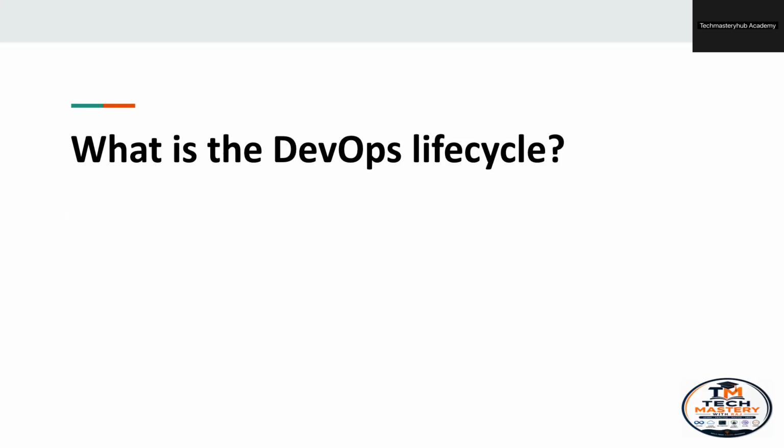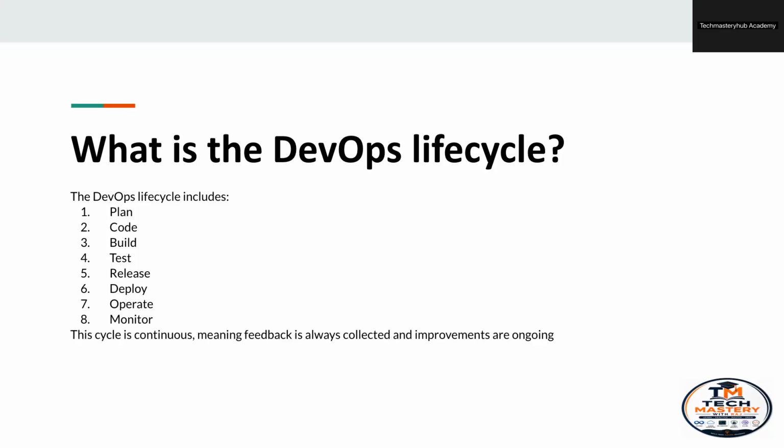So the next question is, what is the DevOps lifecycle? Okay, so there are 8 stages of the DevOps lifecycle. We have seen all these stages in our previous video where we explained DevOps in detail. The first stage is plan, then code, then build, test, release, deploy, operate, and monitor. But this cycle is continuous, meaning feedback is always collected and improvements are ongoing. So this is the DevOps lifecycle.